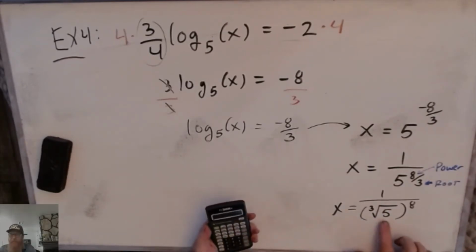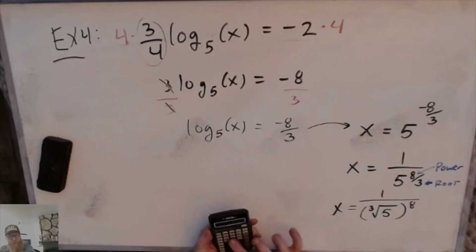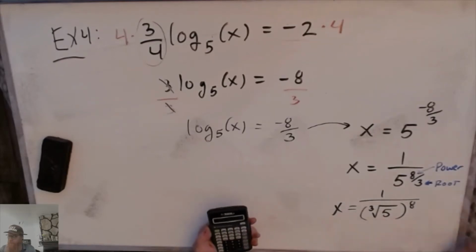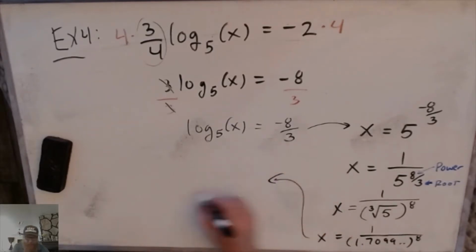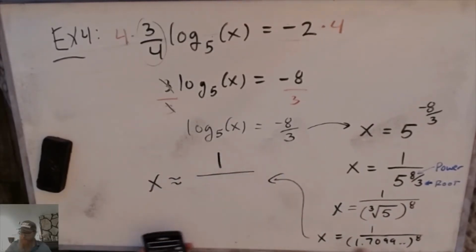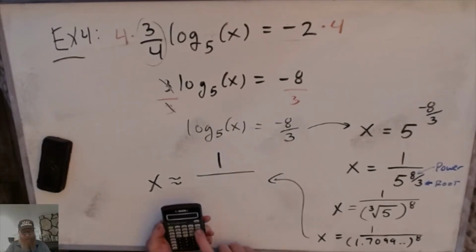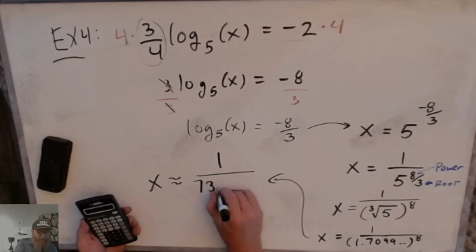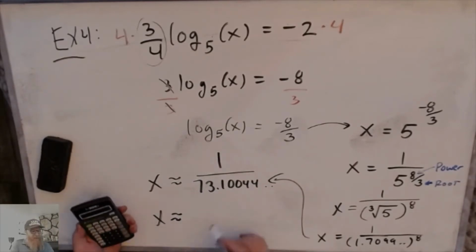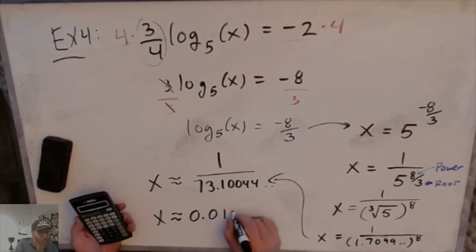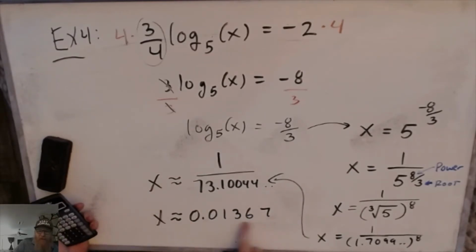So I've got 5. Do the cube root first. So that'll be 1.7099 blah, blah, blah to the 8th power. I'm just going to keep this all in my calculator here. 1.7099, and then I'm going to raise it to the 8th power. So 73.10044. And then I'm going to do 1 divided by that. So 0.01367. And then I round this to 4 decimal places.